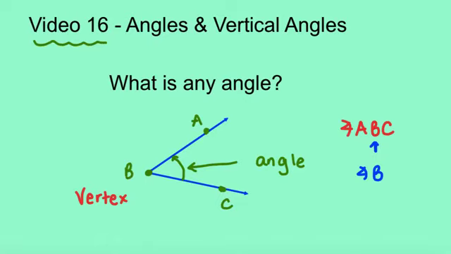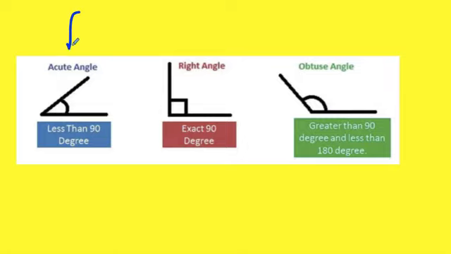Now, angles can come in all different shapes and sizes. You can have an acute angle, which is less than 90 degrees. You can have a right angle, which we've talked about a lot in the summer videos, which is exactly 90 degrees. And you can have an obtuse angle, which is greater than 90 degrees, but less than 180 degrees. Okay, so you can see that obtuse angle, that turn.